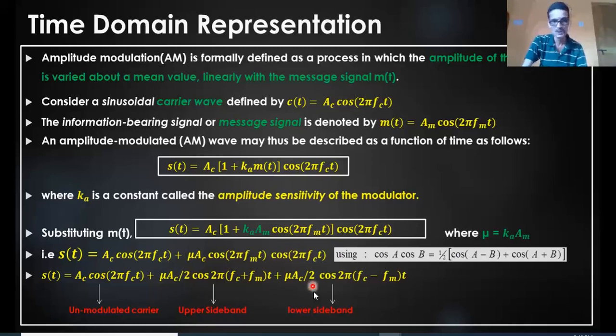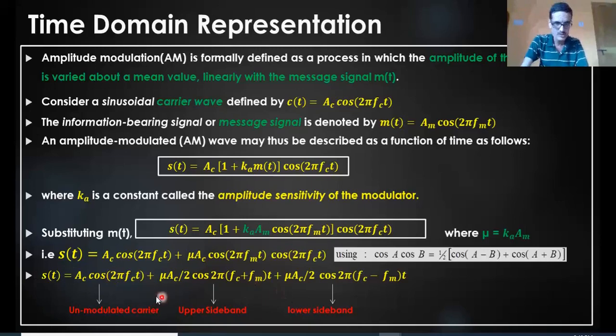This is the amplitude. What about this? This is the lower sideband. It has a frequency of fc minus fm with the same amplitude as the upper sideband. So I have three components here: the unmodulated carrier, the upper sideband, and the lower sideband. The unmodulated carrier is of no use in this modulated signal. We can suppress it, removing that component before transmission.